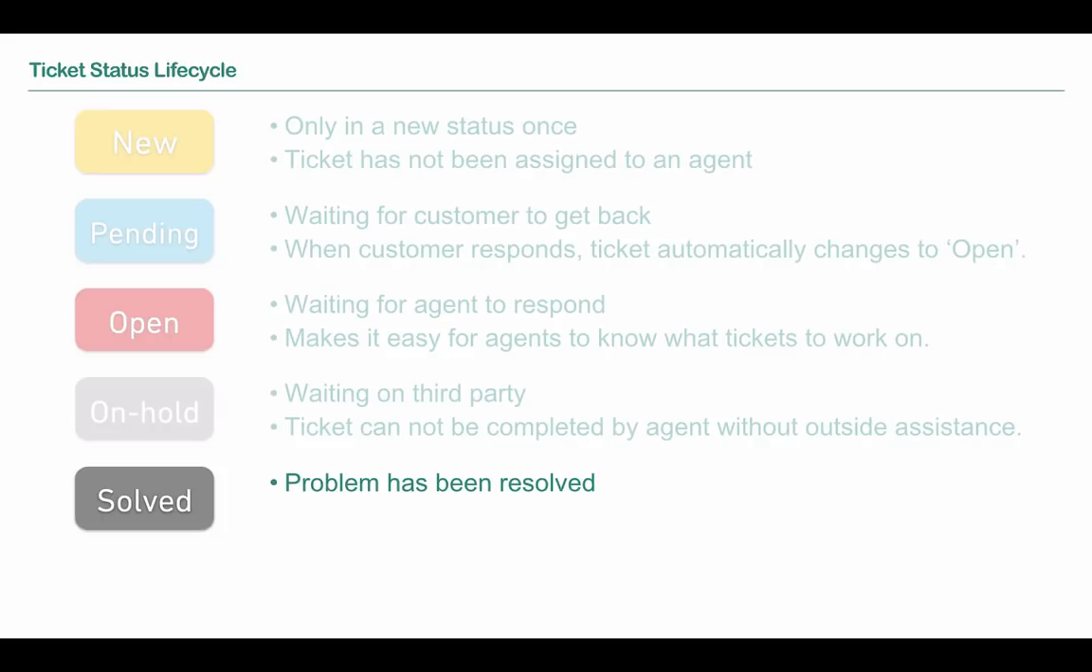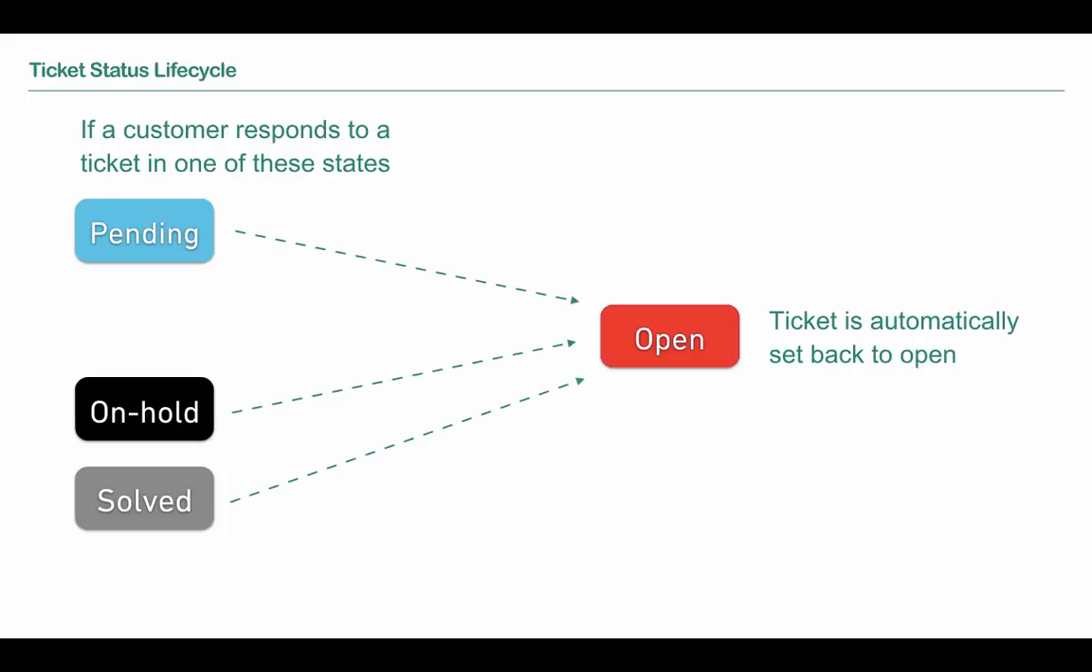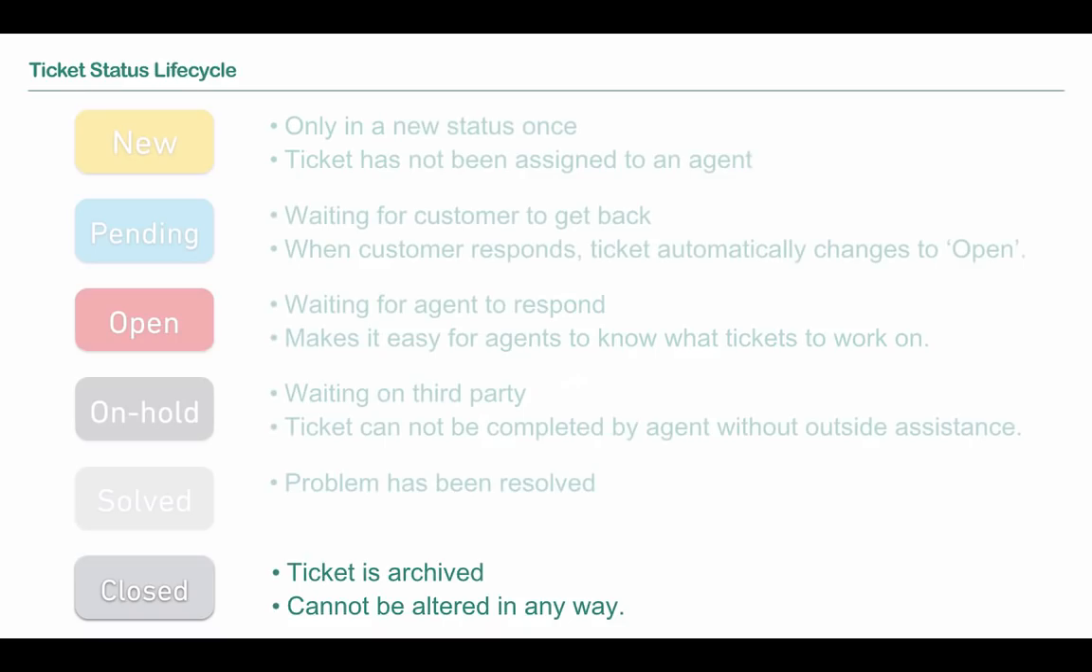Once an agent believes that they've provided a response to the customer that's going to solve all the questions and problems that the customer is having, they'll mark the ticket as solved. So yeah, fairly self-explanatory. But if the customer responds to a ticket while it's in any one of these states, pending, on hold, or solved, once again, the ticket will always be moved back into an open status, which ties in with that ticket view that I showed you before for agents to easily know which tickets they need to work on.